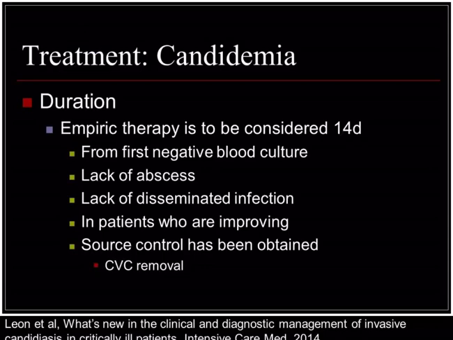Okay? So, candidemia duration. If someone asks you for a rough estimate, your minimum is 14 days from negative culture. There has to be a lack of abscess and lack of disseminated infection, in patients that are improving, because obviously if your patient's not improving, you might be barking up the wrong tree or missing something else. And source control has been obtained, for example, the line has been removed.